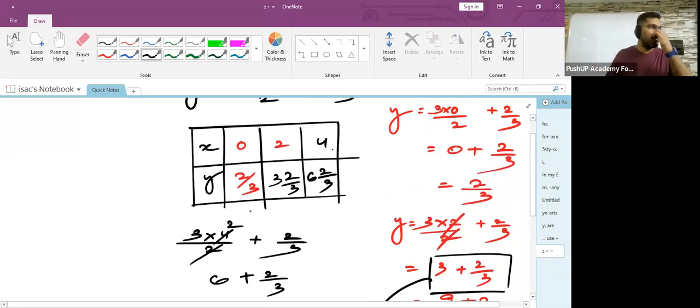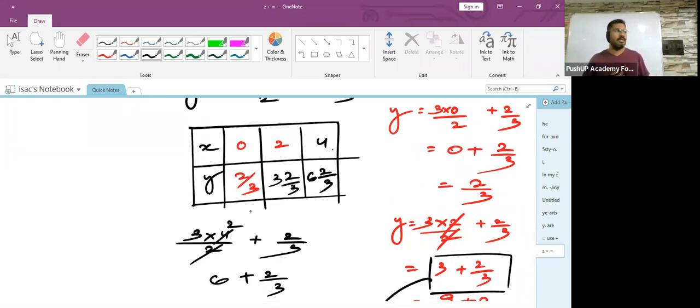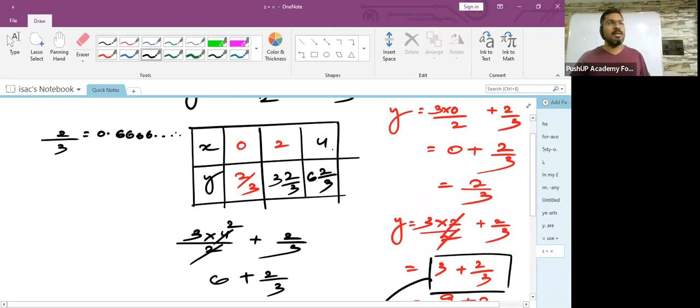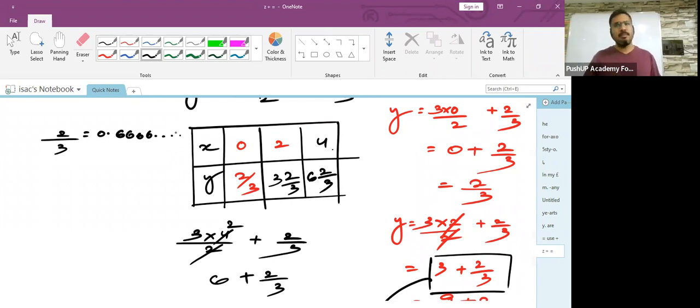Now, how to plot these points on the graph paper? Okay, this is a major concern. So children, let me ask you, what is 2 by 3? It is 0.66. It goes on like that. It's a non-terminating recurring decimal number, isn't it? Will it ever come to an end, Albi? It will never come to an end. It will go on recurring, 0.66666, and so on.